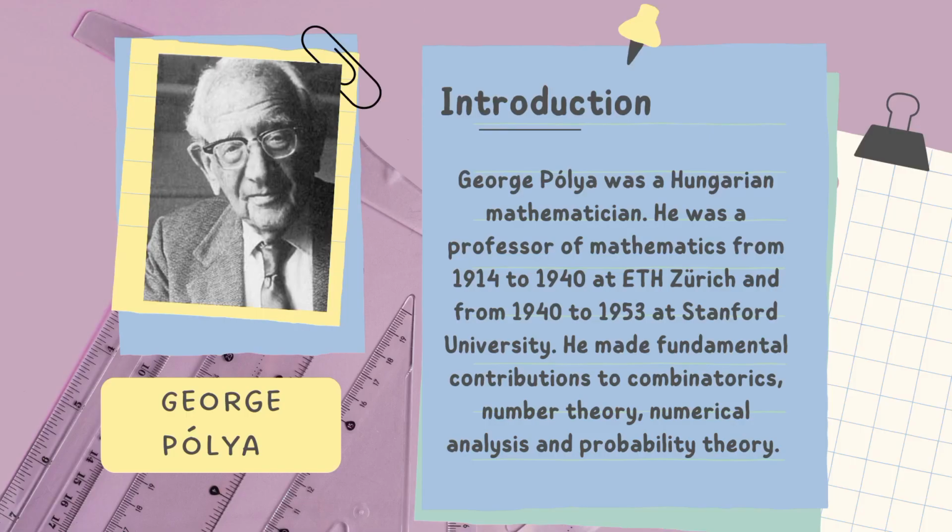Introduction. George Polya was a Hungarian mathematician. He was a professor of mathematics from 1914 to 1940 at Stanford University. He made fundamental contributions to combinatorics, number theory, numerical analysis, and probability theory.